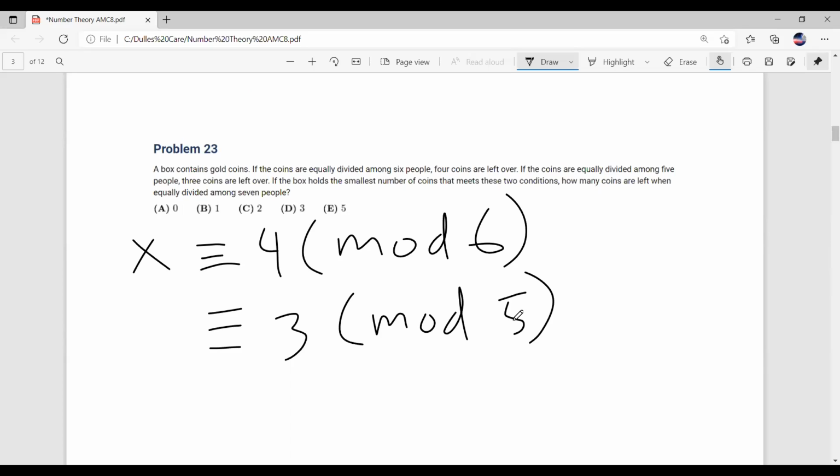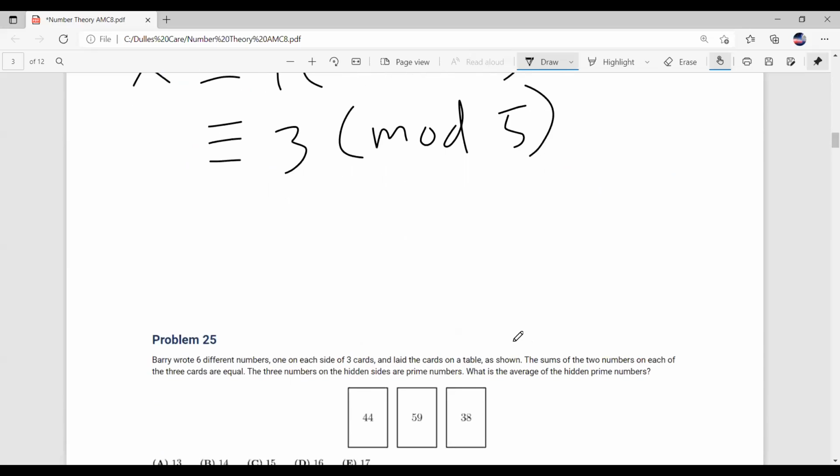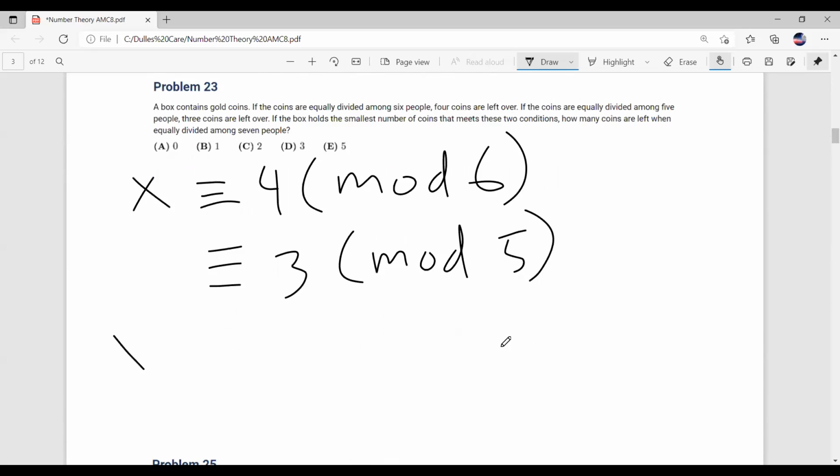So essentially this is what we have to work with. There's actually a way to do this. What you do is write X in terms of 6 and 4 and write X in terms of 5 and 3. We know that X has a remainder of 4 when divided by 6, so we can write X as 6m plus 4, where m is the quotient. It's also equal to 5n plus 3.